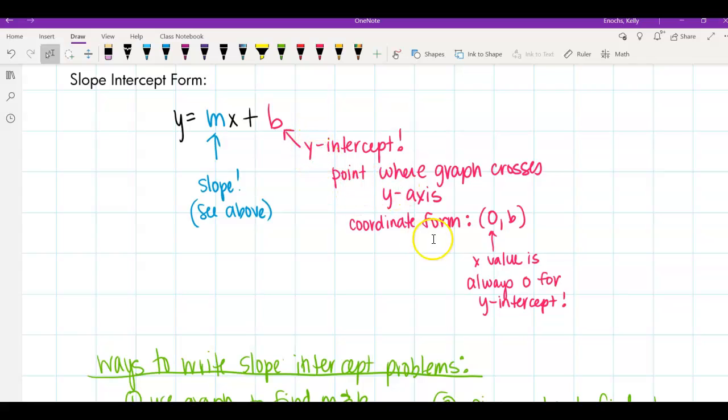And when we write it out in coordinate form, it's going to be the point 0, comma b, or 0, comma a number value. The x value always has to be 0 if we want the y-intercept. So if it was 0, comma 4, or 0, comma negative 2, those would be y-intercept points because they have the 0 for the x amount.